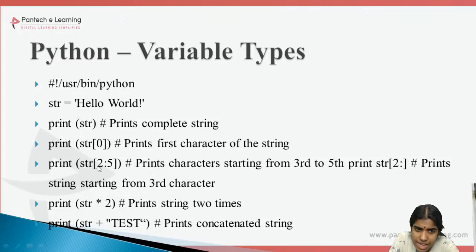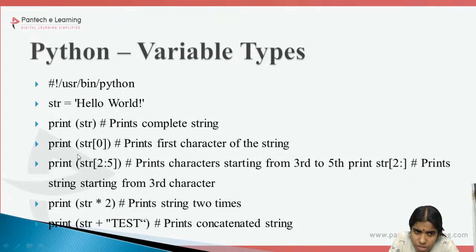So I have to use this str keyword, that is the string keyword, within square brackets. Before the colon indicates the start index. From my second character till the fourth character, whatever characters are present in my string will be displayed at the output.